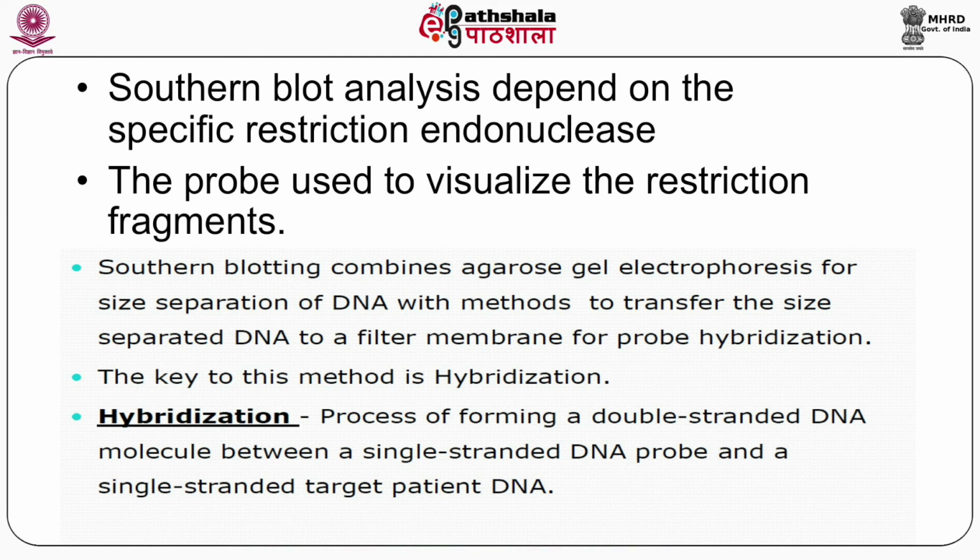And as I mentioned before, hybridization is the process of forming a double-stranded DNA molecule between a single-stranded DNA probe and a single-stranded target patient DNA. So we took the entire DNA, fragmented it into smaller pieces, and denatured it. Now individual fragments are single-stranded. That single-stranded fragment is going to hybridize with the probe and form a double helical duplex. And just from the identity of the probe, we can find out the sequence or information about the particular region of the DNA that binds to the probe, which shows that that is the region where our gene of interest is.